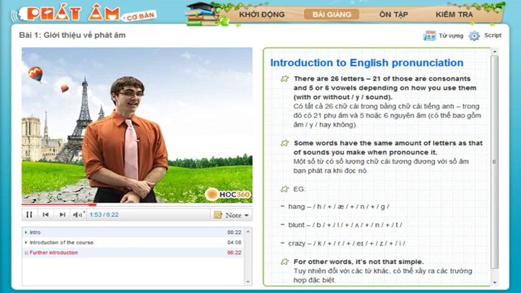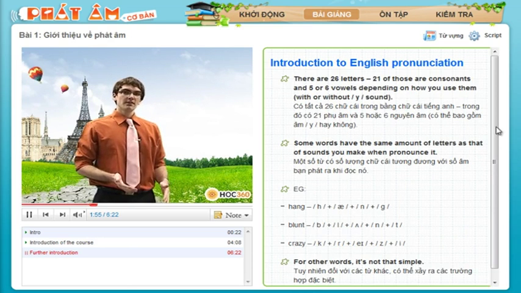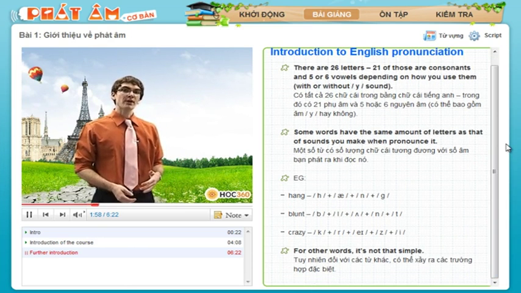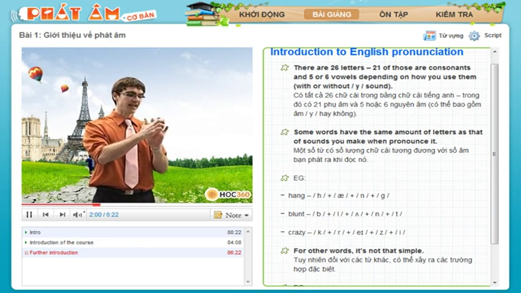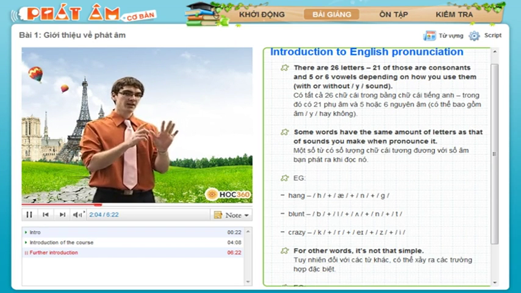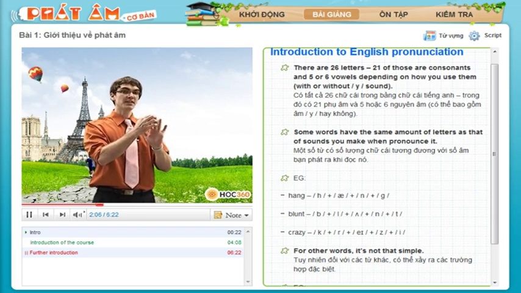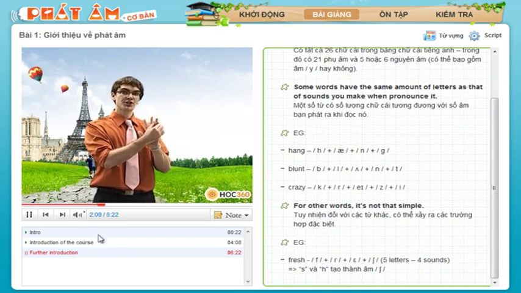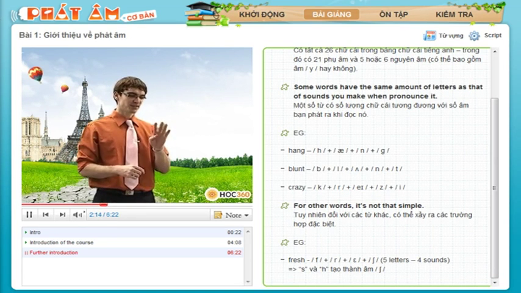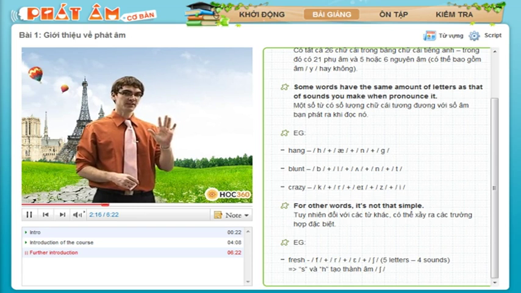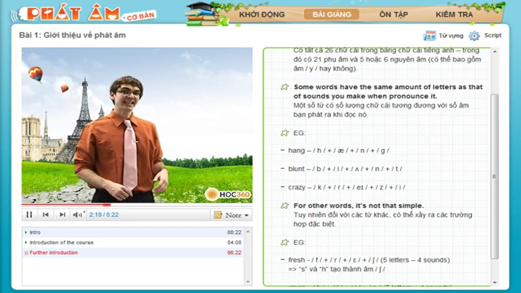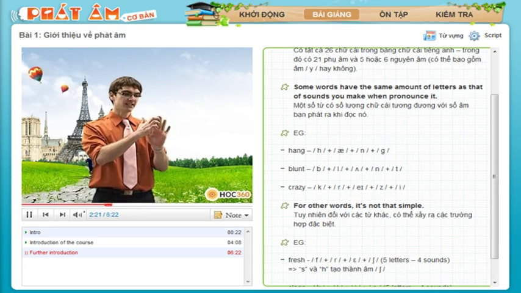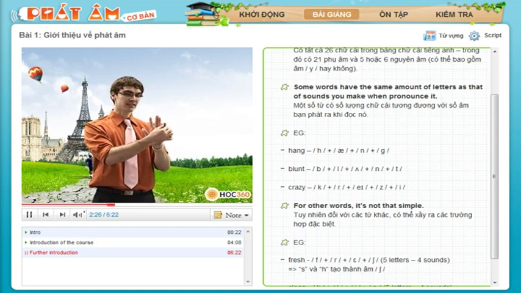Sometimes, though, it's not that simple. Take a look at this word, fresh, F-R-E-S-H. F-R-E, but then the last 2 letters make one sound, shh, like telling someone to be quiet, shh. So there's 4 sounds in a 5-letter word. Try this one, clean, C-L-E-A-N. The E-A work together as one sound.